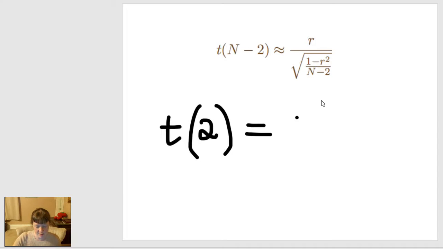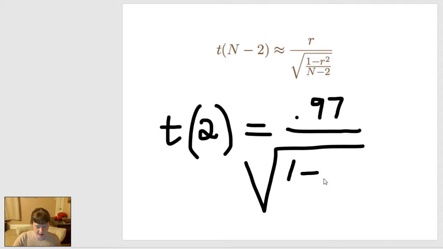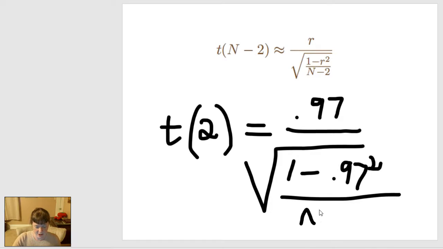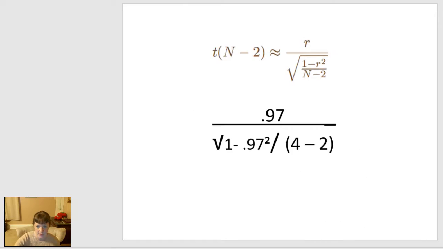So we take the correlation, 0.97, and we're going to divide by 1 minus 0.97 squared, divided by n minus 2. And voila, I've turned this into text so you don't have to count on my chicken scratches. And now we can just work through this math. We're going to take 4 minus 2, because that's this part of the equation here.